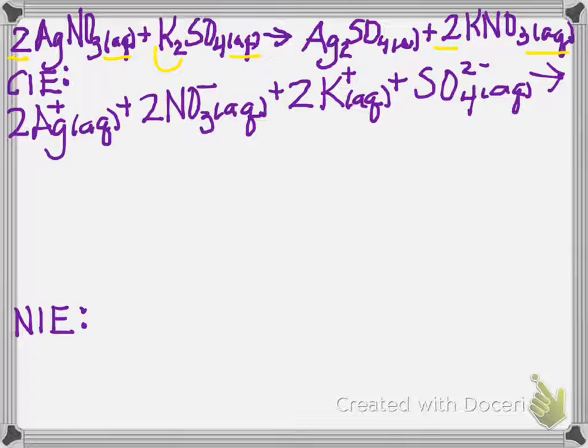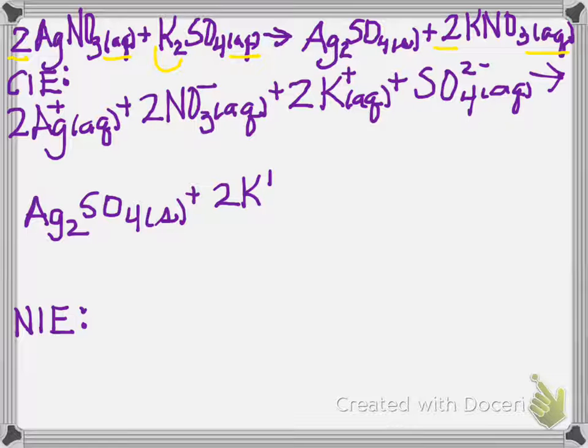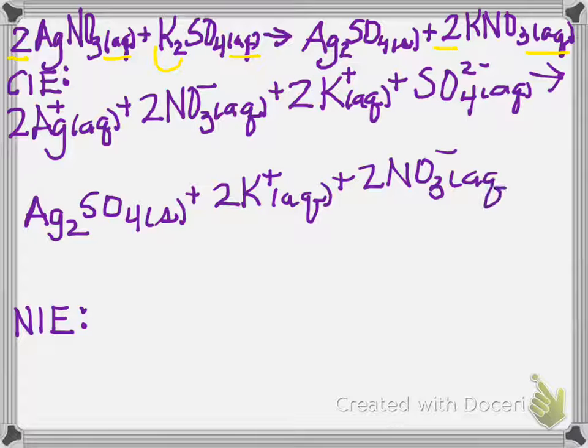Okay, so that's the reactant side. On our product side, again, we don't break up the silver sulfate, so I'm just going to leave that as it is. Again, that coefficient of 2 in front of potassium nitrate means I'm going to have 2 potassium ions, aqueous, and also 2 nitrate ions, aqueous. So that's my complete ionic equation.